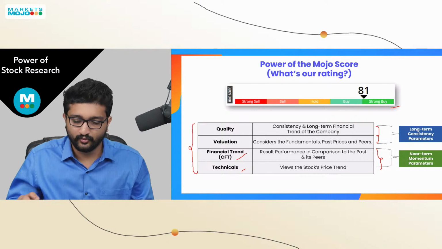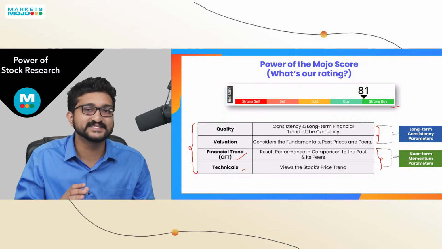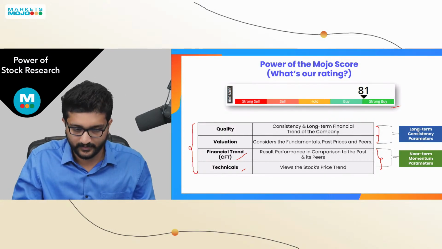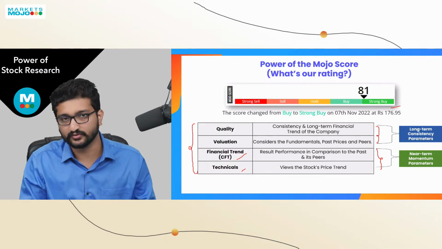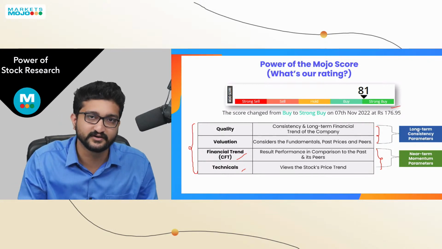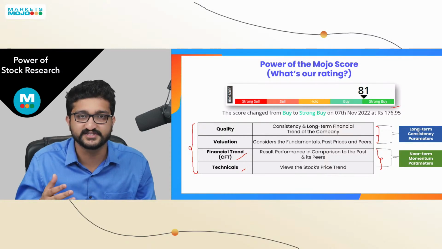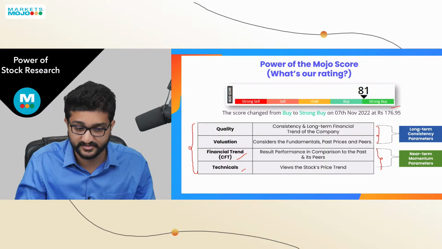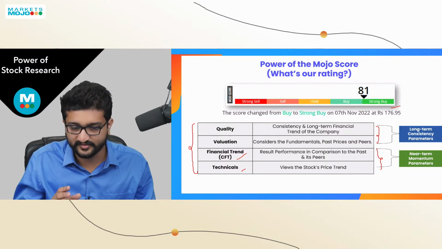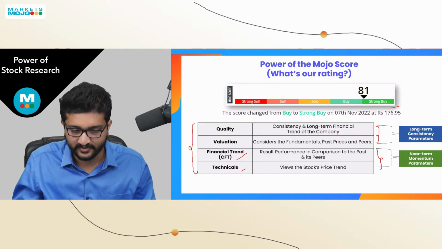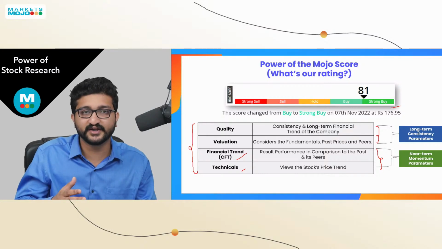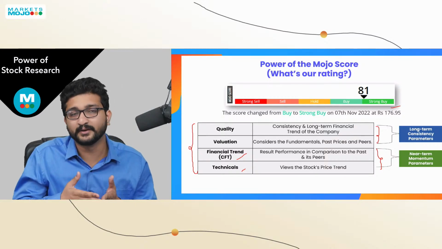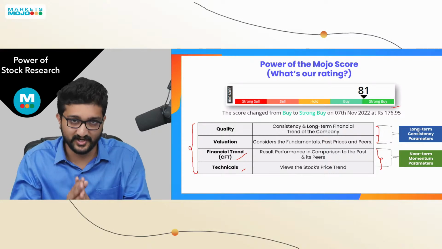Now, if you notice, on the stocks page we've recently released a new feature, which is known as the previous score. This gives us an idea of how the company has actually moved on the score chart. If you see, this particular thing says that the company changed from buy to strong buy on 7th November and at what price. So it's giving us an indicator that it has changed from buy and has become better to strong buy. This is available on the stocks page.